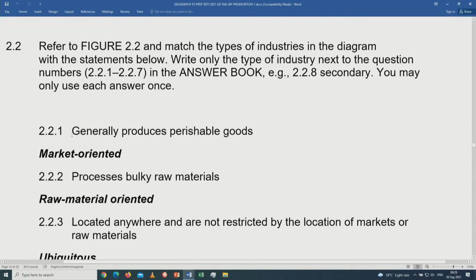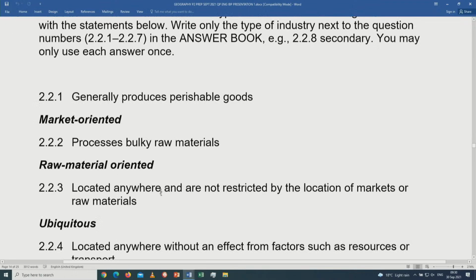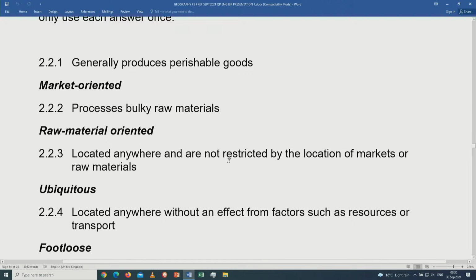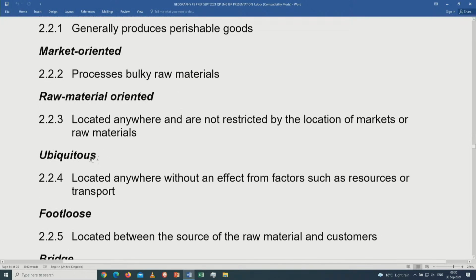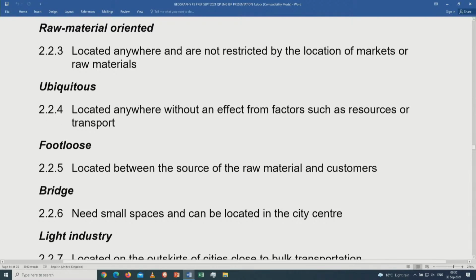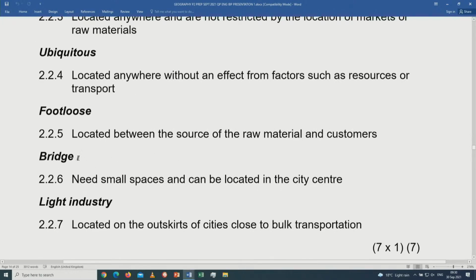Okay, the first question there, 2.2.1 says, generally produces perishable goods. We have market-orientated. Produces bulky raw materials. Raw material-orientated is the correct answer there. Located anywhere and are not restricted by location of markets or raw materials. Ubiquitous is located anywhere. 2.2.4, located anywhere without an effect from factors such as resources or transport. So that is footloose. 2.2.5, located between the source of raw materials and customers. That is a bridge industry.